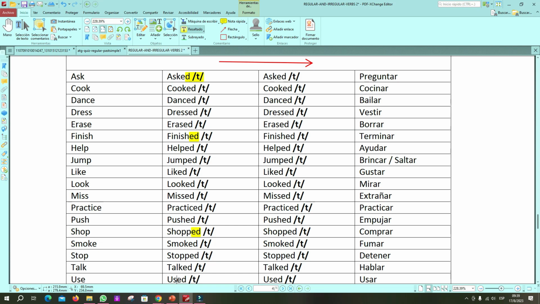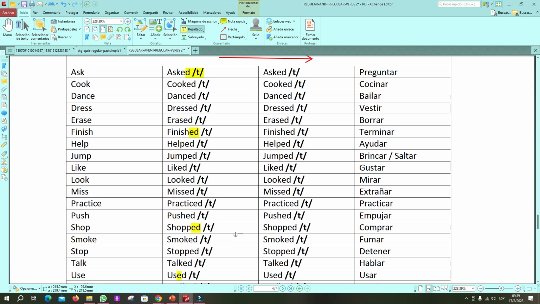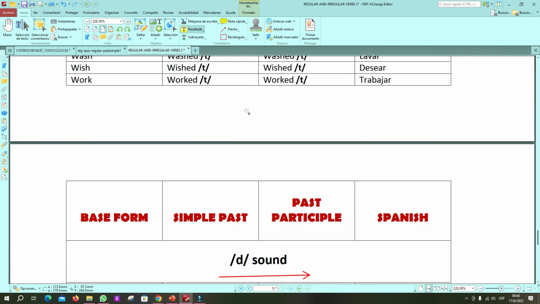Recuerden, Mr. Abraham, que la E aquí no se pronuncia, ¿verdad? Solo es el último sonido de t. La E con la D se pronuncian T, ¿ok? So, finished, liked, missed, right? Practiced, pushed. Entonces, la E con la D tiene esta pronunciación de T, ¿ok? Thank you, Mr. Abraham. That's great.